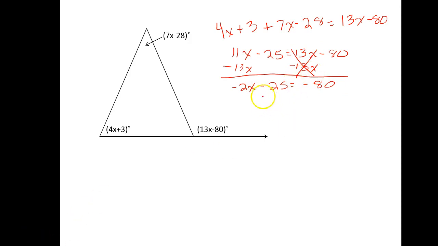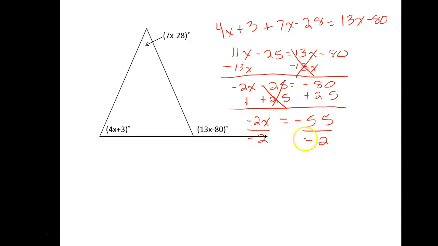Next, we add 25 to both sides. Use your calculator, guys, if you need to. Bring this down, negative 2x. These cancel, the 25s did, and that leaves me with negative 55. Next, I divide both sides by negative 2. And that gives me x equals 27.5.